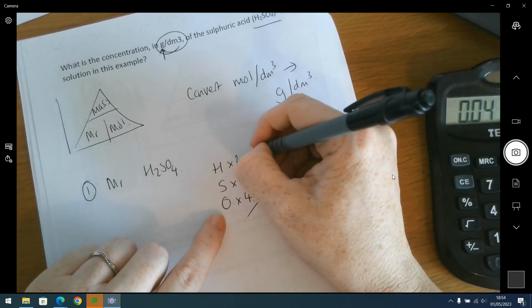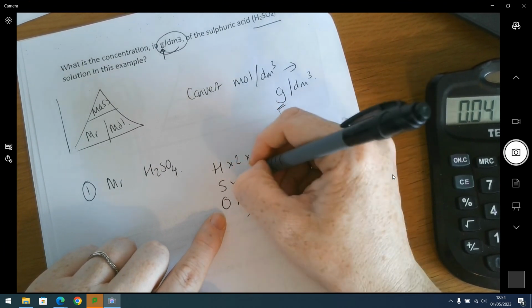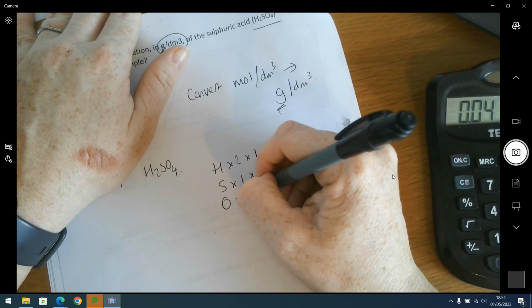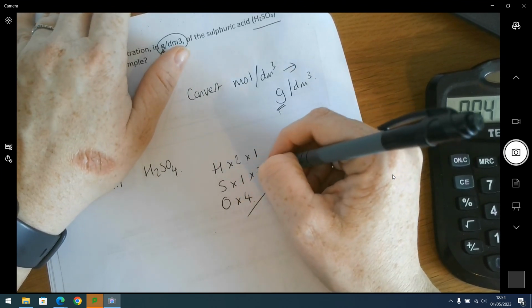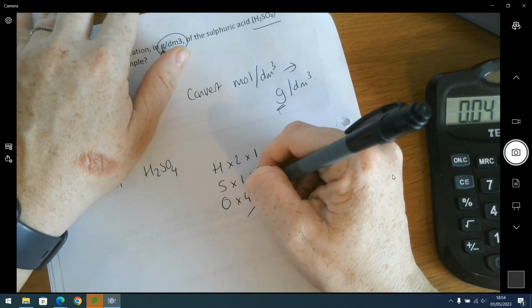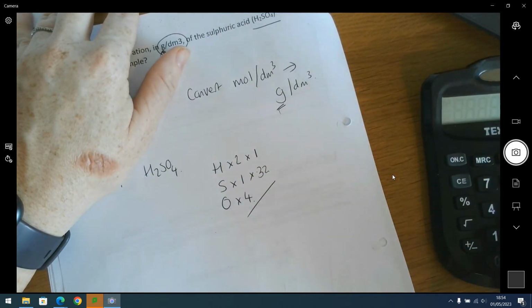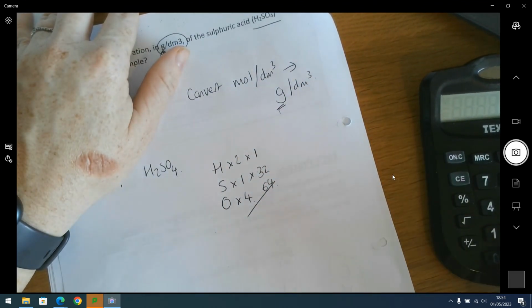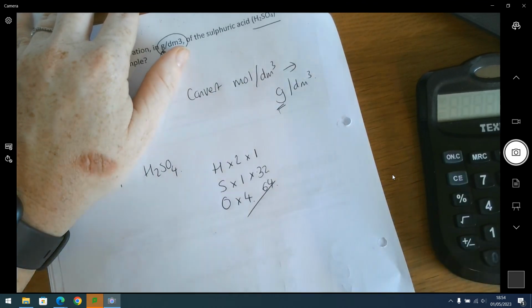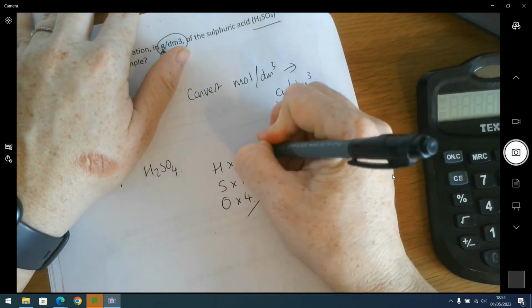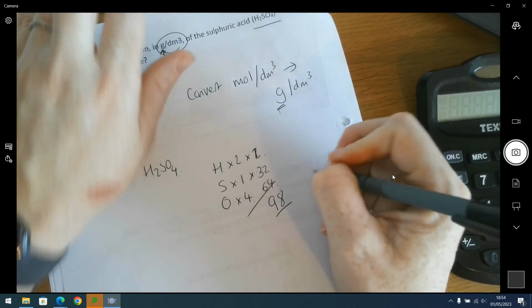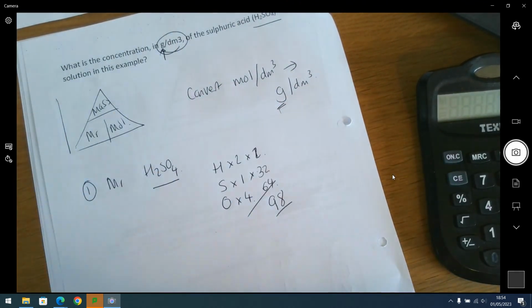So you get the masses. So you've got hydrogen's mass is 1, sulfur's mass is 32, and oxygen's mass is 16, but I'm timesing that by 4. So that's 64. I then add them all up, which gives me, so that should be 2, times 1 should be 2. So that gives me 98 as the total formula mass of sulfuric acid.